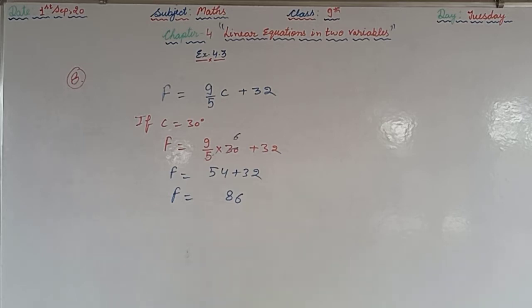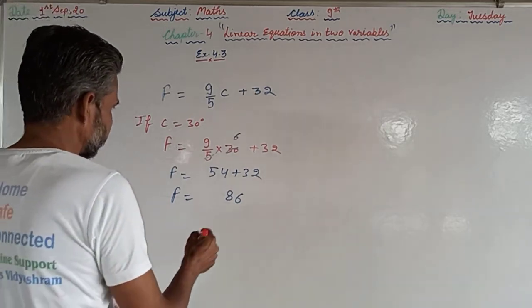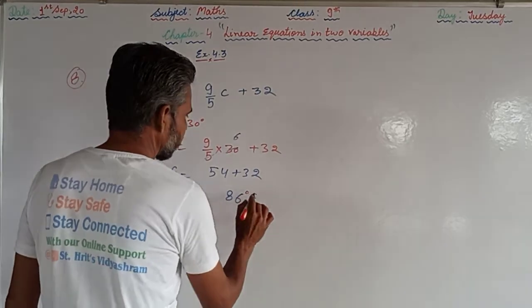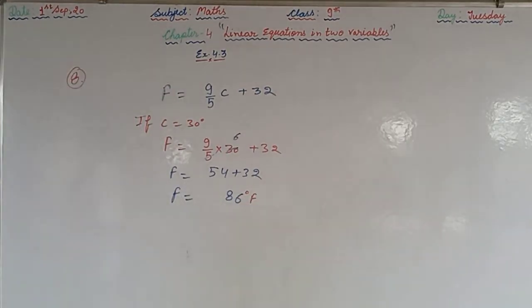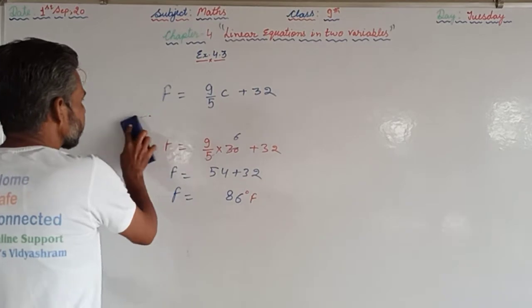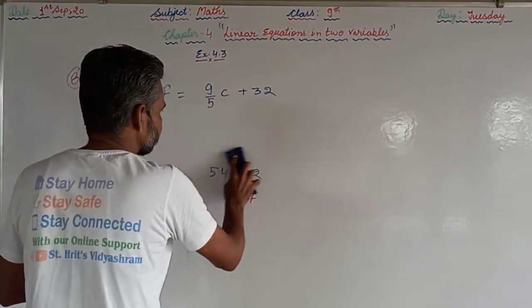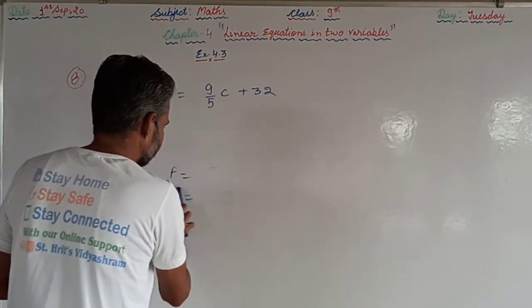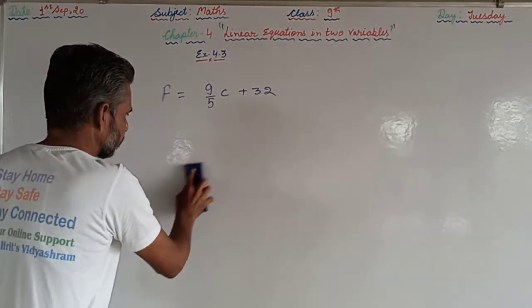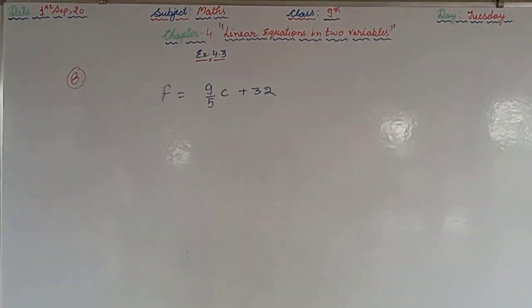86 degree Fahrenheit will be the answer. So we are supposed to write degree Celsius and degree Fahrenheit. This was the second part.